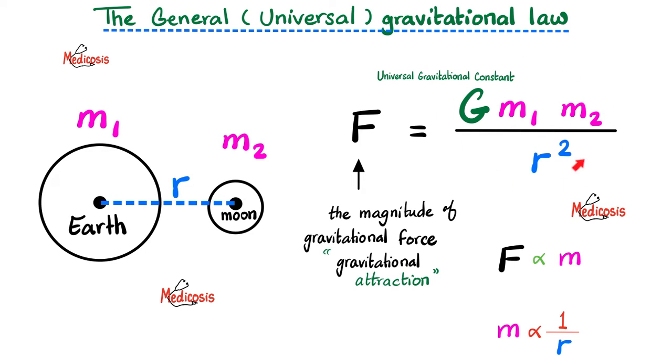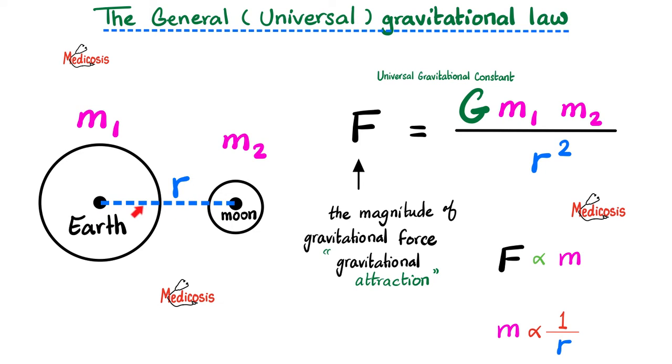From this, we can deduce that there is a direct correlation between the mass of the objects and the attraction force between them. The greater the mass, the greater the attraction force. Also, we can see here that there is an inverse relationship between the distance between the centers of those two objects and the force of attraction between them.